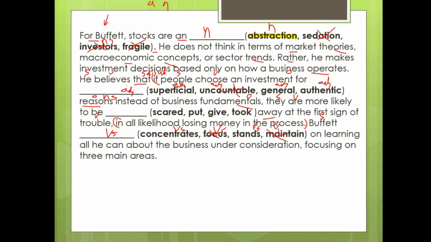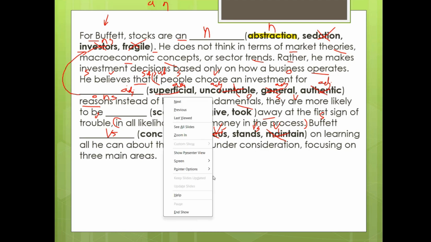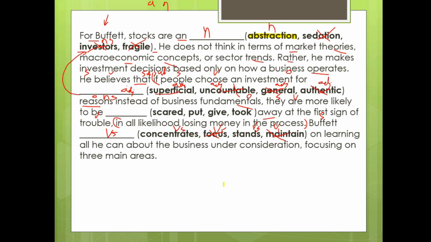Those reasons can be uncountable. We cannot count the reason. General reasons, authentic. It's about reliable. Authentic is not matching with this context. General is not making sense. Superficial is making sense, because they have given you supporting ideas on this. So you can say superficial reasons. Superficial reasons can be market theory, microeconomic concepts, or sector trends. It cannot be the general reason.